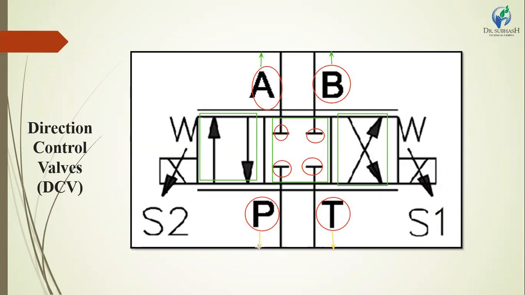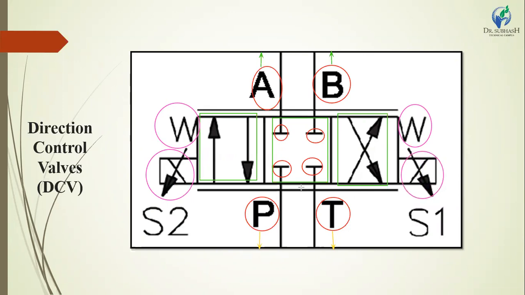Port P means hydraulic pump, T means tank return, A means connected to another element or component, and B means connected to another component and element. Here we have to show one spring on each side, and the symbols are solenoid 1 and solenoid 2.